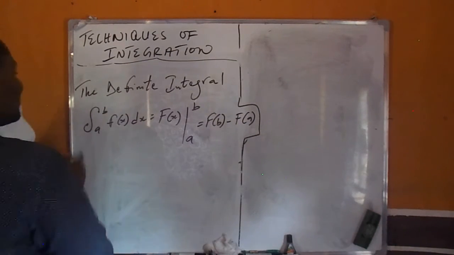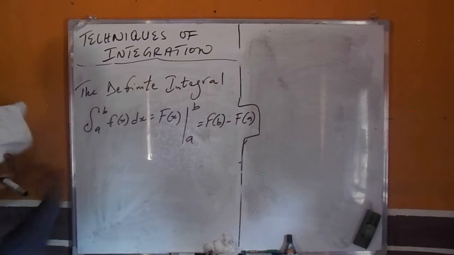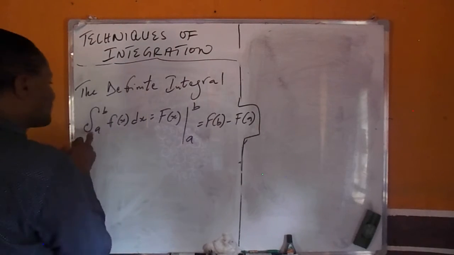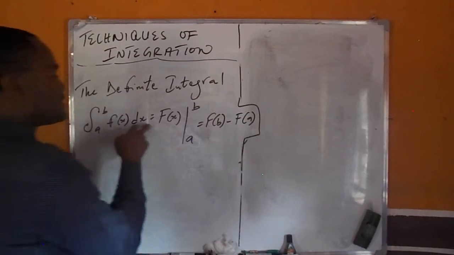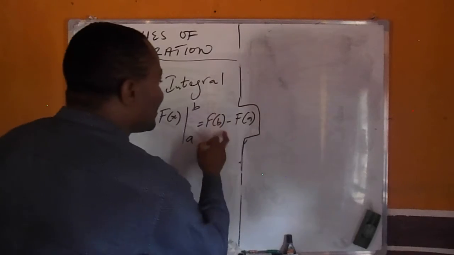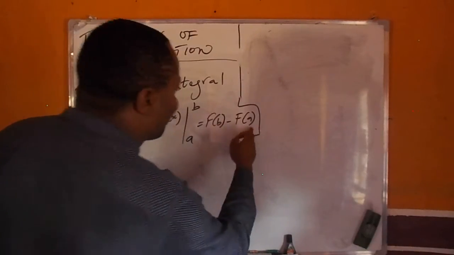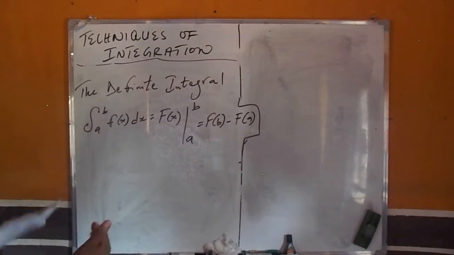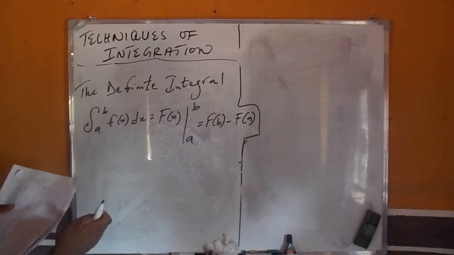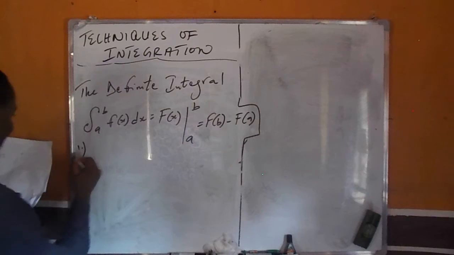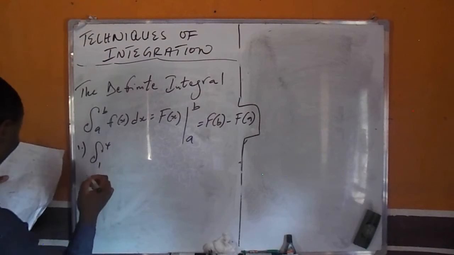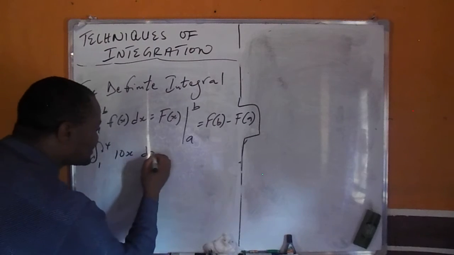See now, integral with superscript b and subscript a of f of x dx equals F of x, whereby we have b and a: F of b minus F of a. This has 2 parts. For instance, let's take an example so that we get a better understanding. Example 1 says integral from 1 to 4 of 10x dx.